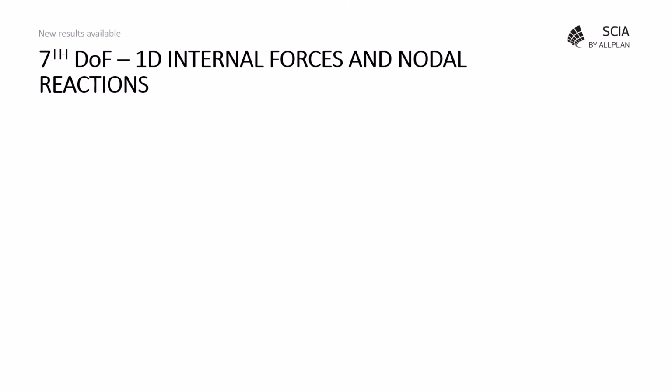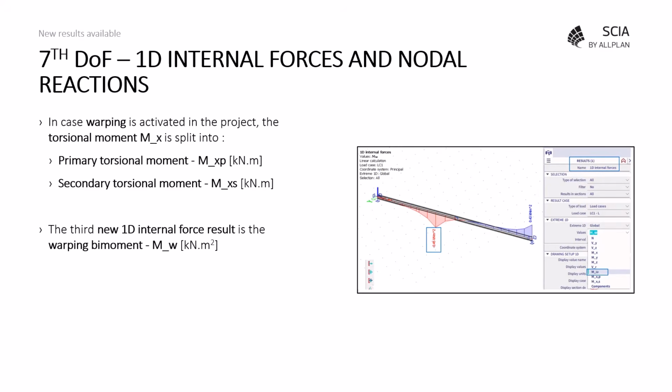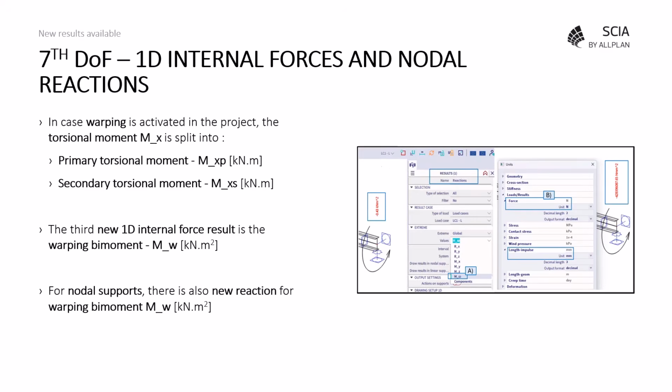Then we look at the 1D internal forces and nodal reactions. So first, in case warping is activated in the project, the torsional moment mx is split into two parts: primary torsional moment mxp and secondary torsional moment mxs. And we'll also have a new 1D internal force result, which is called warping moment mw, which is in kilonewton square meters. And for the nodal supports, there is also a new reaction for warping moment, mw, with the same unit, kilonewton square meters by default.